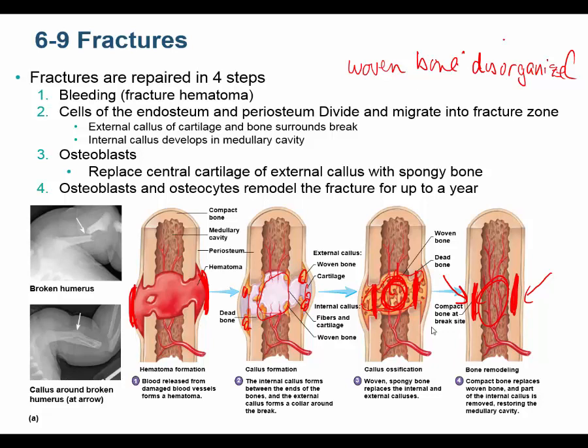Now this can take a long time. How come you have to be on crutches for say 4 months or whatever? I mean, it depends on what bone you break, obviously, but they give you a period of time because you can't put weight on woven bone.